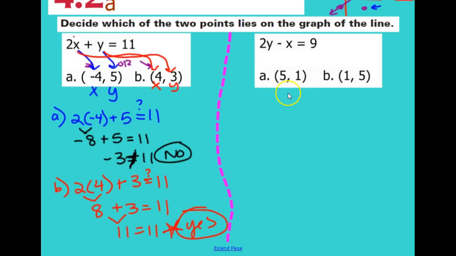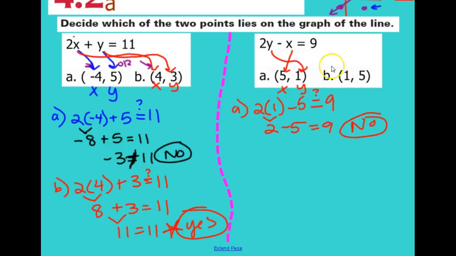Here it says 2 times y this time. So y is 1 first. 2 times y, which is 1, minus x, and x this time is 5. Does that equal 9? Well, 2 times 1 is 2, and then 2 minus 5. Is 2 minus 5 going to give us 9? Hopefully you know the answer is no. So let's try point B.